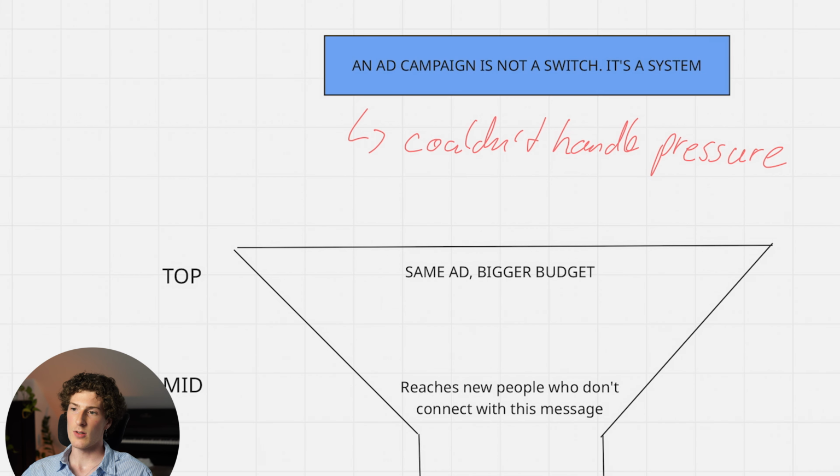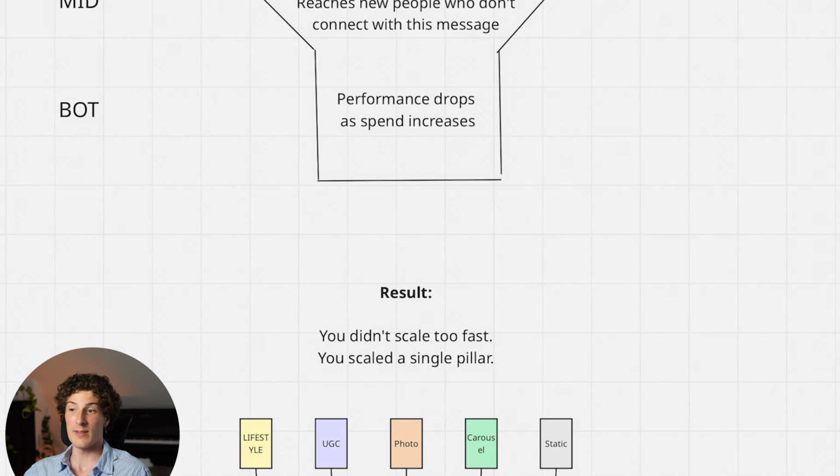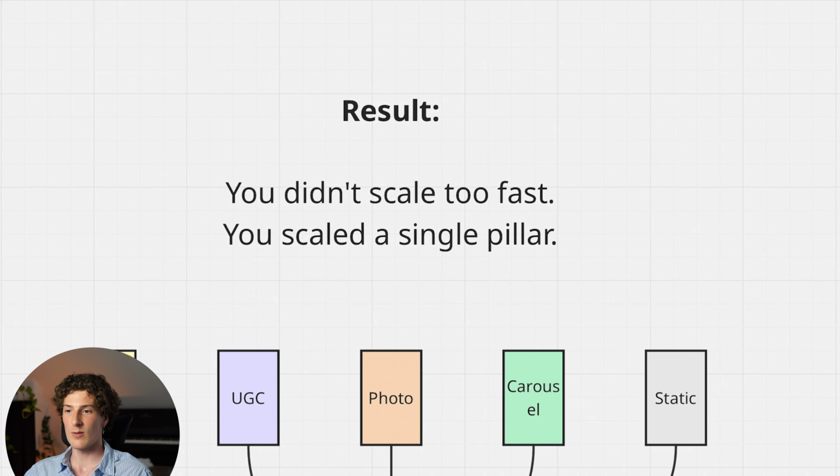But here's what actually happens when you scale a one-message campaign. You scale the budget, Meta goes wider. Wider means people who need a different reason to buy. And your ad doesn't give them that reason. So your cost per purchase goes up exactly when you expect it to come down. And scaling broke it, not because scaling is wrong, because the foundation wasn't ready to scale. So you didn't scale too fast, you just scaled a single pillar.